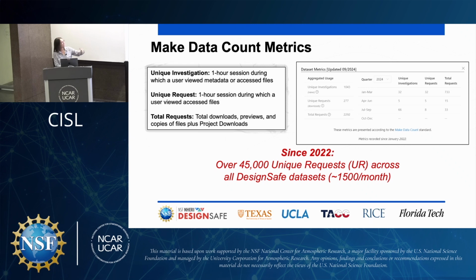A question then, just to give you an idea of how we're doing now, we've only been tracking this the last 2 years. DesignSafe, again, I think I might have mentioned, funding started in 2015. I think we started online in 2017. But in the last 2 years, we've had over 45,000 unique requests across all the DesignSafe data sets. So it's about 1,500 a month. But the question then becomes, okay, let's say we believe unique requests is the metric we care about. What's a big number? What's a small number? I don't know.